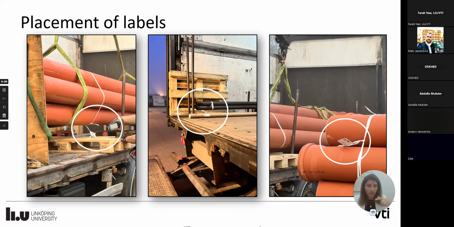So he has to move around the material to find where the label has been placed, so that he can scan it. And the scanning is also not that smooth, so the driver has to really align the scanner with the label to get the information. These were some of the pictures that I wanted to show to give a better view of this transport flow.